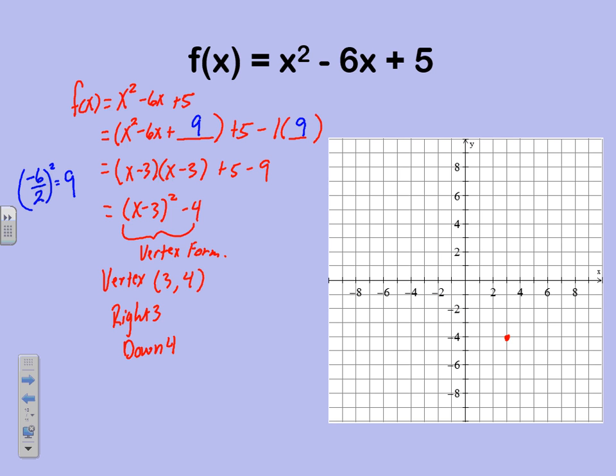Now, from the vertex form and the parent function, if we went to the right once, we would go up once. And since there's no vertical stretching at all, well, we follow the same thing. So the line of symmetry says I'm going to have the same thing on the left side.